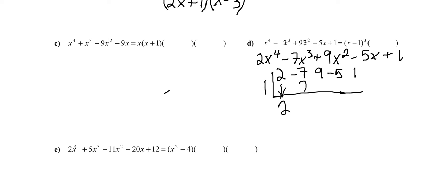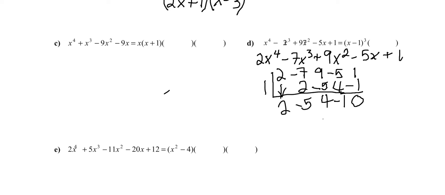Okay, that looks better. Bring the 2 down. 2 times 1 is 2. -7 plus 2 is -5. -5 times 1 is -5. 9 plus -5 gives us 4. 4 times 1 is 4. -5 plus 4 is -1. -1 times 1 gives us 0.